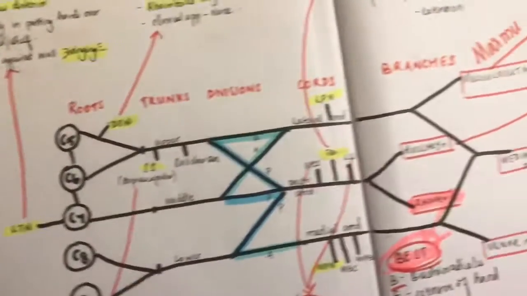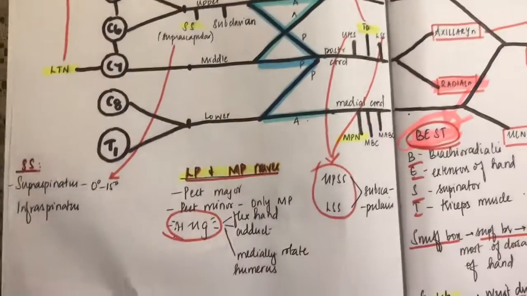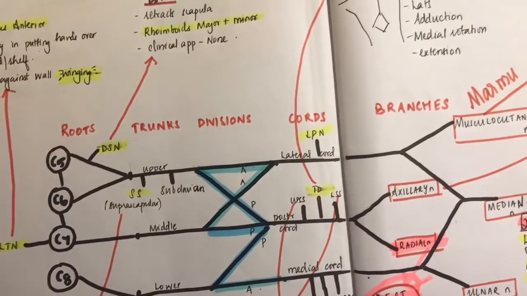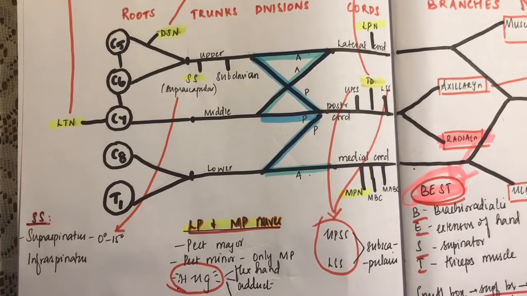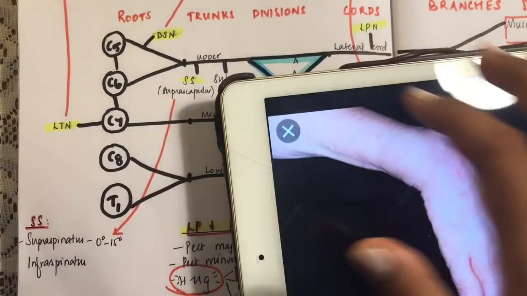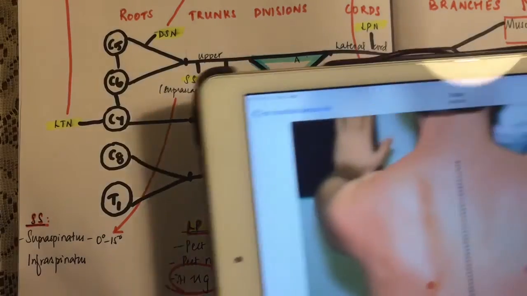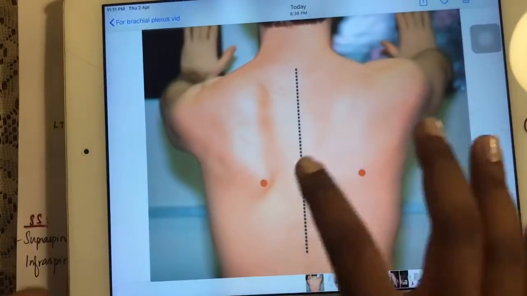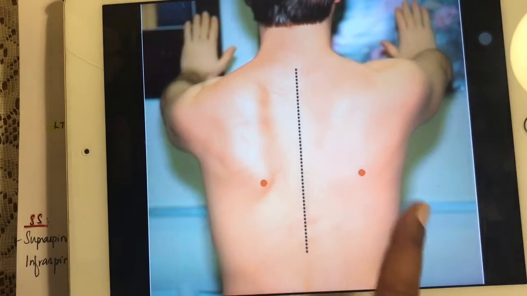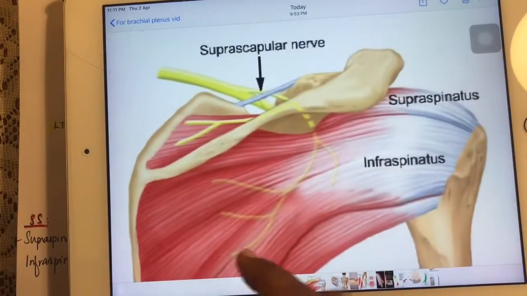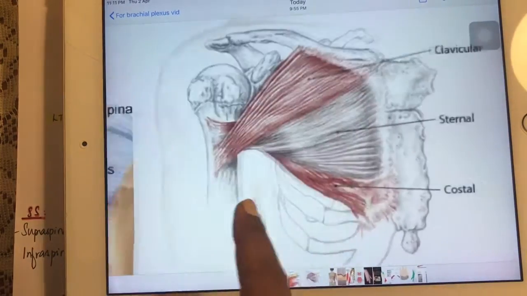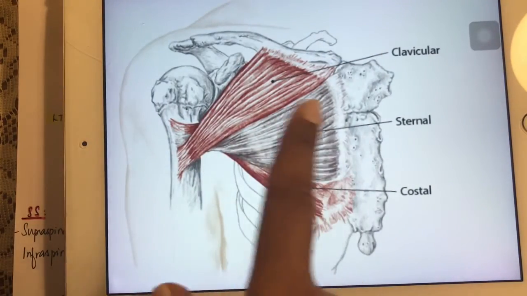Before wrapping it up, this is the whole thing. I hope it's somewhat clear. I tried my best to at least wrap it up a little fast. So just a quick recap of the pictures alone, because they're quite high yield. This is winging of the scapula. This is the serratus anterior, which is supplied by the long thoracic nerve. This is the suprascapular nerve, and this is the pectoralis major muscle.